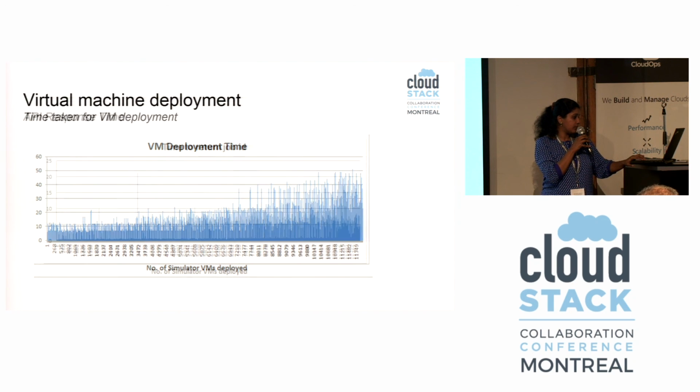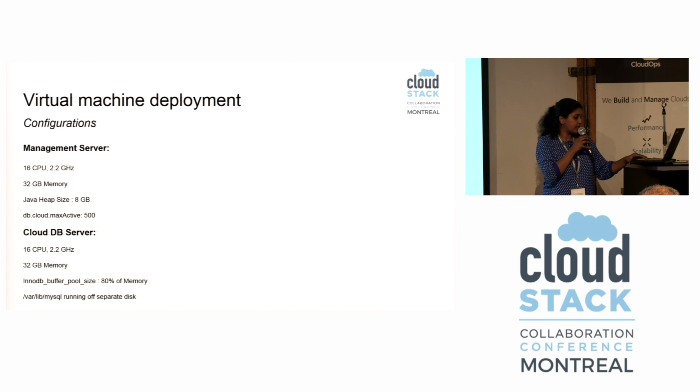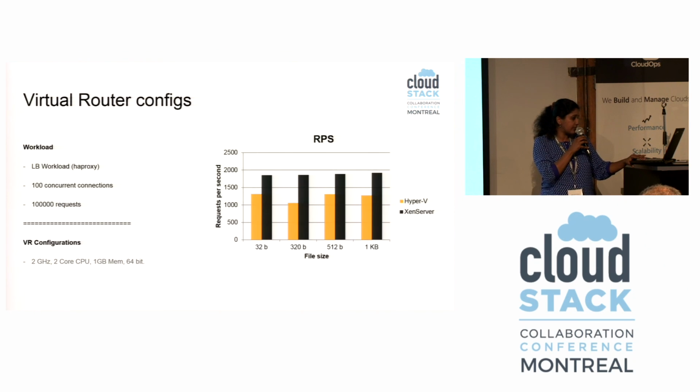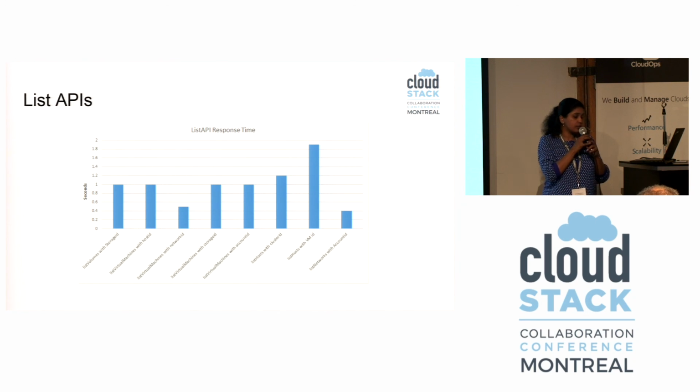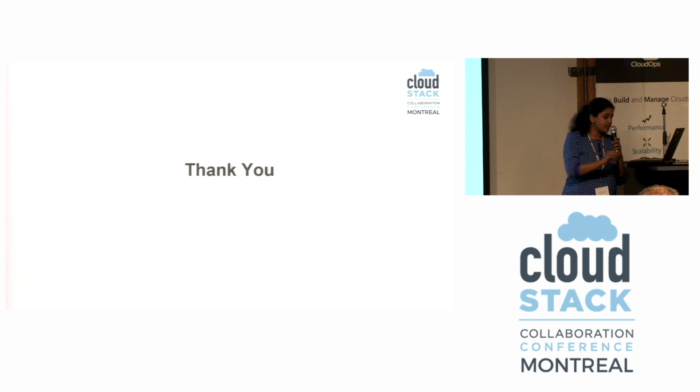So the list API calls are something I try to test release over release. These are tests I try to do every release to ensure that we don't break something very seriously, especially in terms of list API or deploy VM numbers. So that's pretty much what I had. Any other questions?